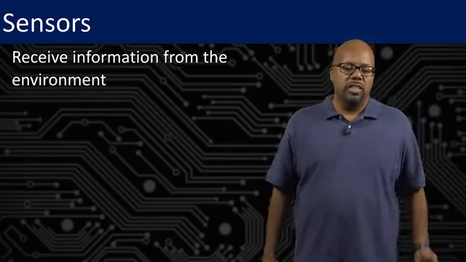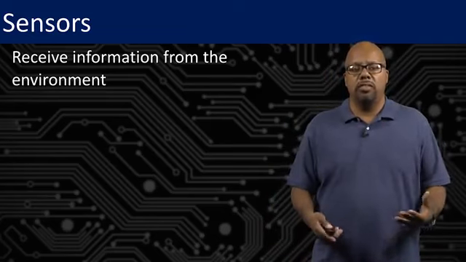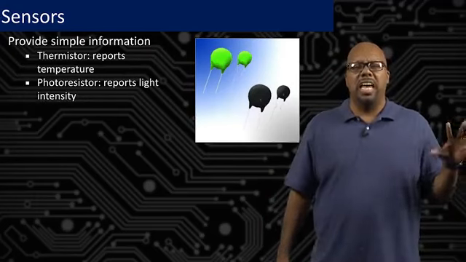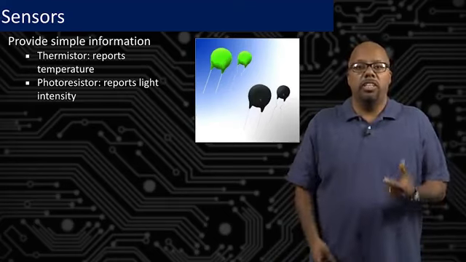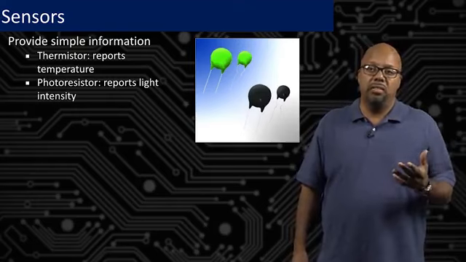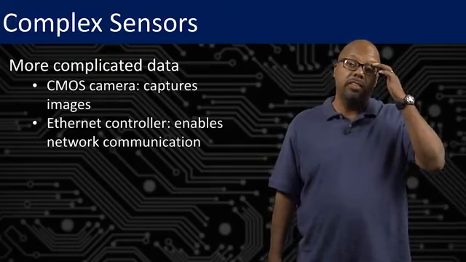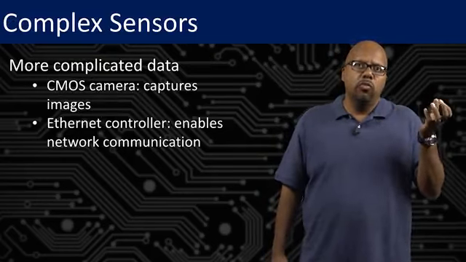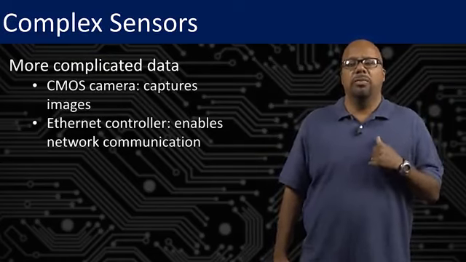So sensors. Sensors are extremely common. You need some form of sensors, and sensors just receive information from the environment. There are lots of different kinds of sensors. You can have simple sensors that receive heat information, like a thermistor that receives temperature information. A photoresistor reports light intensity. These are generally simple sensors. I'll call them simple sensors because their inputs and outputs are just real numbers, 0 volts to 5 volts. So it's bright or it's not bright, something like that.